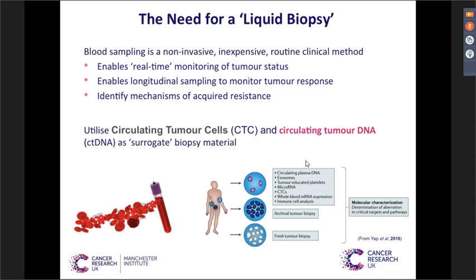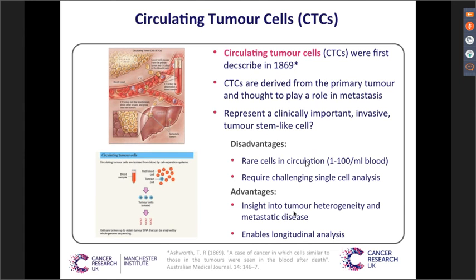So the bottom half of this slide, if you look at the different analytes you can get from a blood sample, as Angelica said at the start, there's a whole range of different potential analytes, and in the lab we're interested in most of these, but clinically we really sort of focus on two: that's circulating tumour cells and circulating tumour DNA. So just as a bit of an overview for anyone who's not familiar, circulating tumour cells were first described a long time ago in 1869. They are cells that are thought to be derived from the primary tumour and play a role in metastatic disease spread. We and other groups have shown that they're clinically important.